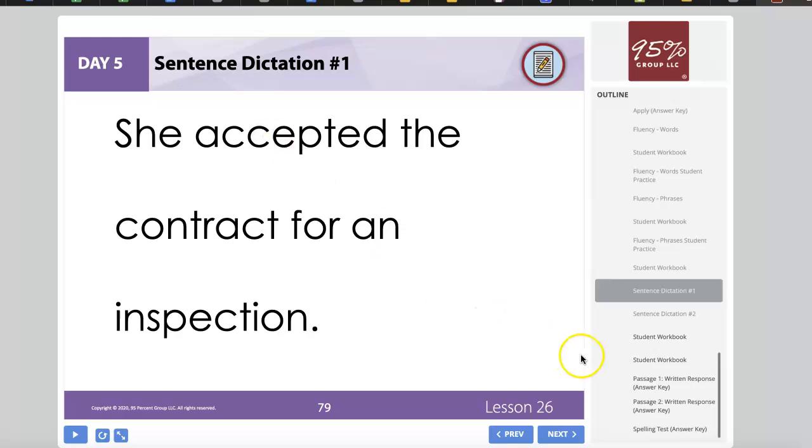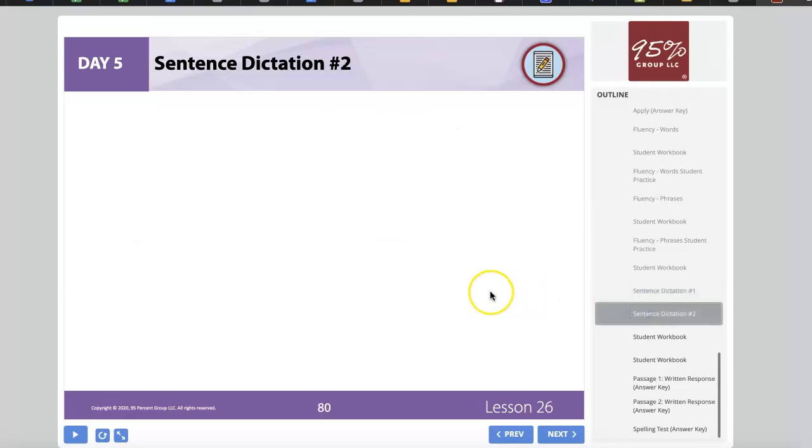Take a look at my board. See if you got it correct. If you have anything wrong with that sentence, go ahead and fix it on your paper. You can pause the video now for them to fix what they need to fix. For our second sentence, I'm going to do the same thing. I'm going to read it 3 times and 3 times only. Copy it down or write it down. And please remember your capital letter at the beginning and your period at the end. Here we go.